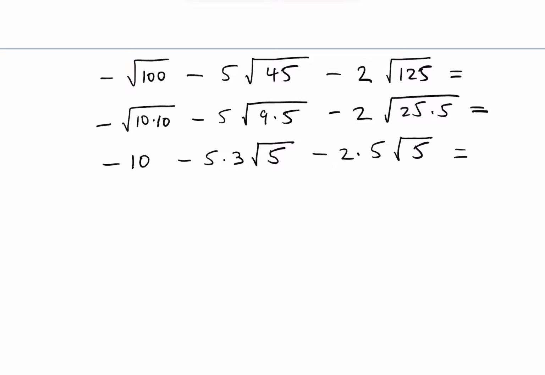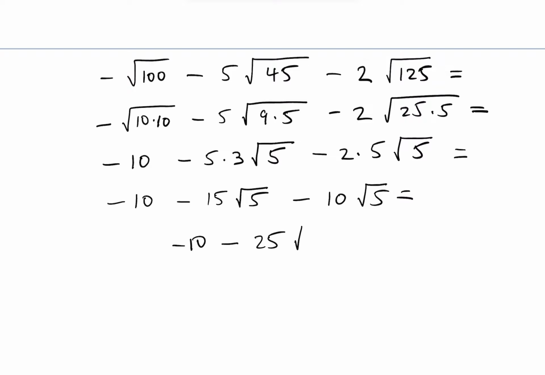So let's go ahead and simplify this. This is negative 10 minus 15 square root of 5 minus 10 square root of 5. Okay, and then the last step, we see that these two terms are like terms, so we can combine those, and we get negative 10 minus 25 square root of 5. And that is our answer for this example.